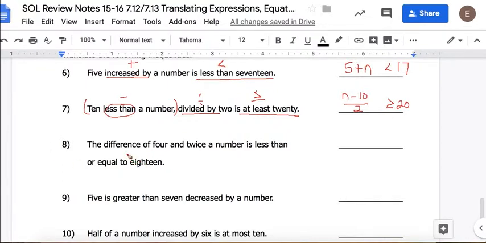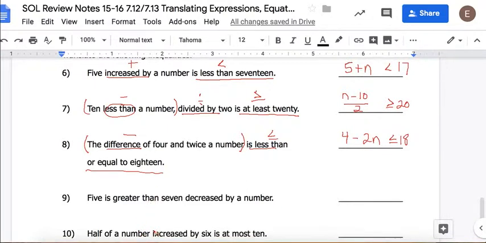All right, the difference. Okay, there's a grouping word of 4 and twice a number, so we're going to group that together. Is less than or equal to 18. So we're going to write that part first, less than or equal to 18. The difference of 4 and twice a number, that means we're going to subtract 4 and twice a number, just like this. No switch around words there.